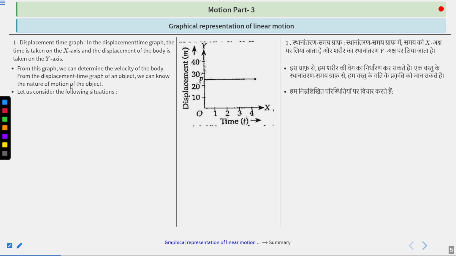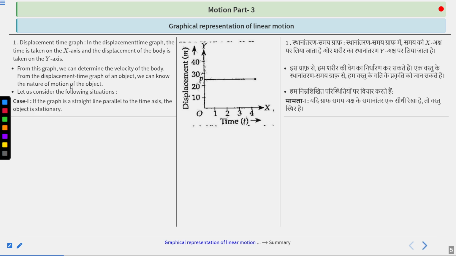Let us consider the following situations to understand it more. First case, if the graph is a straight line parallel to the time axis, the object is stationary. Like you can see, this is the graph of the object. Now you can see this is a straight line. Now it is a stationary object, because it is not moving here and there. It is at the same place. Okay, this is called stationary.